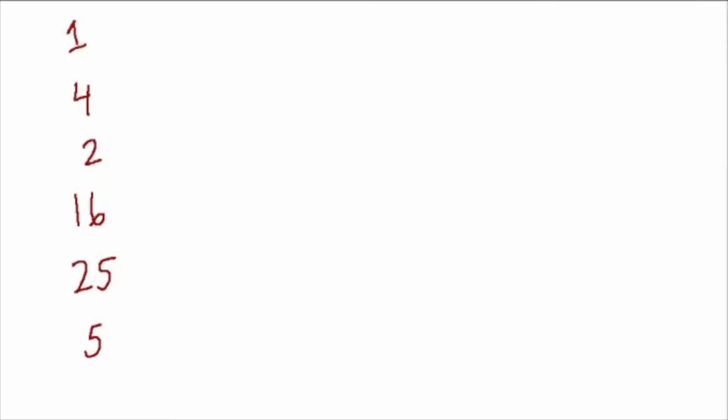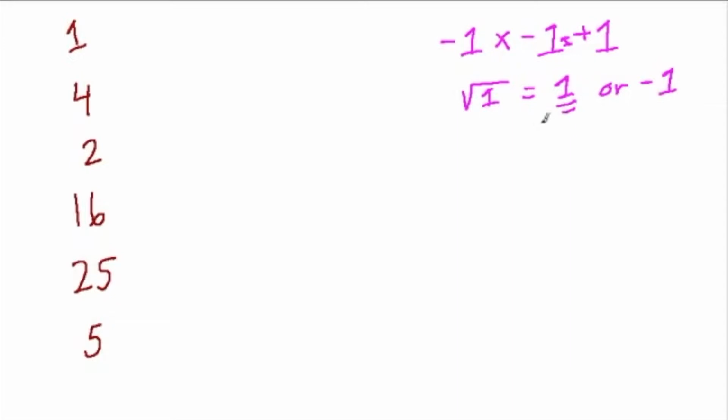In this problem, they're asking us to find the positive and negative square roots of each number, which is a fascinating thing about roots, because if you remember, a negative number, like -1, times -1 gives us +1. So that means the square root of 1 could equal 1 or -1, because 1 times 1 gives us 1, and so does -1 times -1. So in this first problem, we could say that the square root of 1 equals 1 or -1.